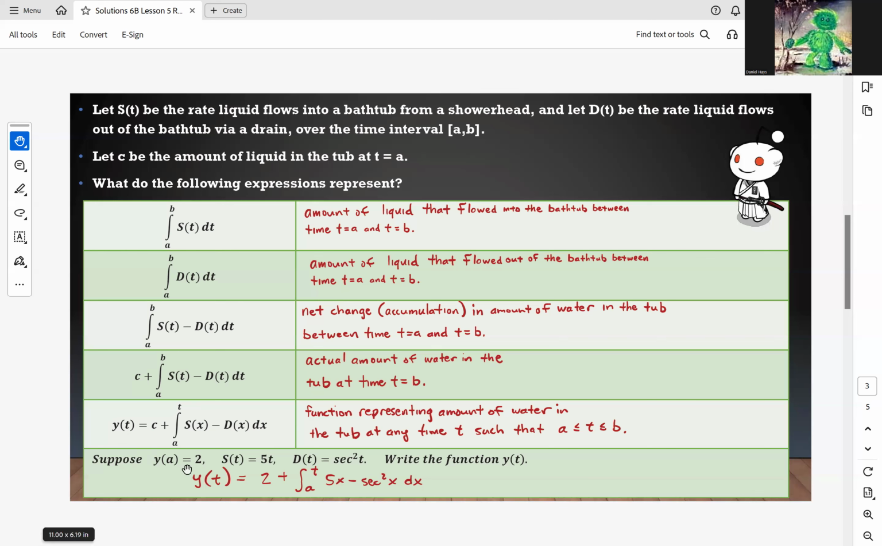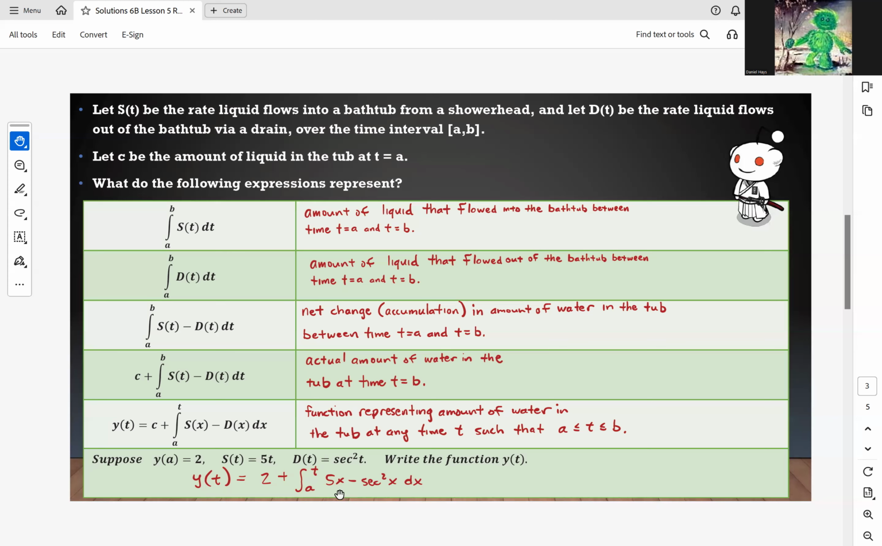Let's put some numbers on that. Suppose we know initial amount is 2. The rate in is 5t. The rate out is secant squared. And we would say y of t equals this starting amount plus an integral from the starting time to whatever time I want of 5x minus secant squared x dx.